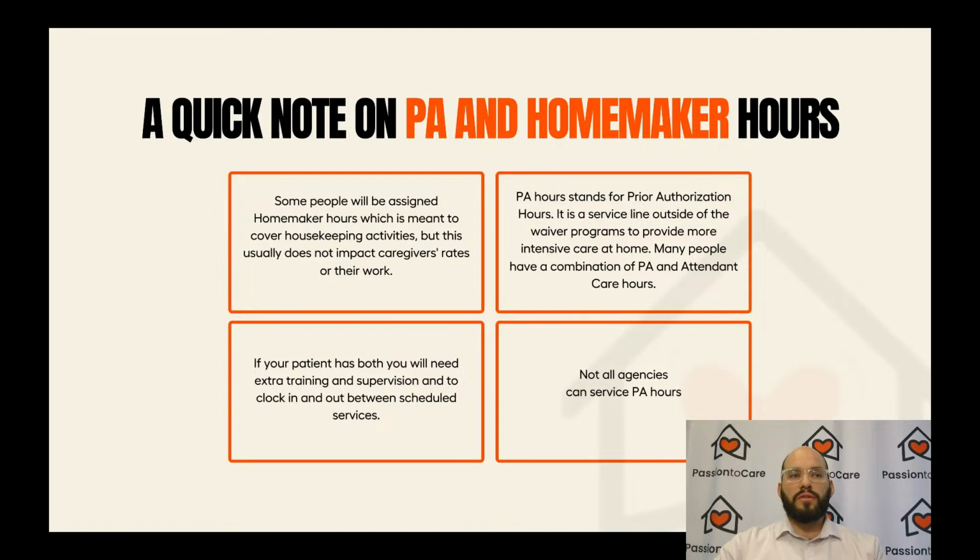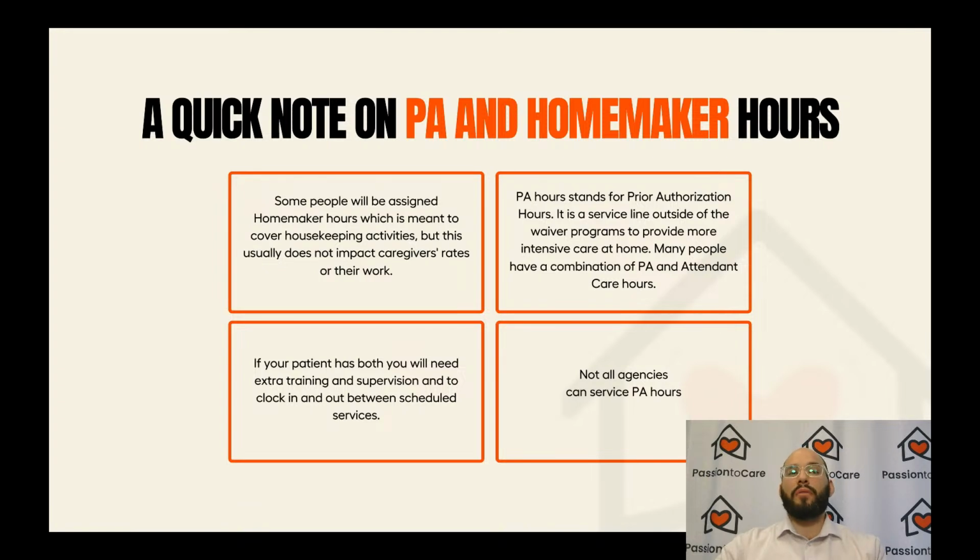Homemaker hours are a different service line in parallel to attendant care hours, which are meant to be less hands-on personal care. It's things like cooking, cleaning, running errands, as the name suggests, homemaker, as opposed to more hands-on care like helping people with bathing, dressing, feeding, transferring, etc. In reality, Medicaid pays a little bit less. Their reimbursement is lower for this service, but usually it's a small amount compared to the overall attendant care hours, and it does not usually impact the caregiver's actual pay or the work that they do.